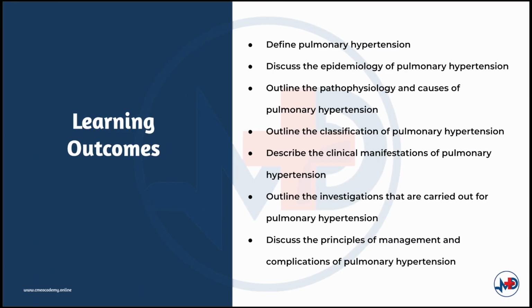By the end of this topic, you should be able to define pulmonary hypertension, discuss the epidemiology of this disease, outline the pathophysiology and causes of pulmonary hypertension, outline the classification of pulmonary hypertension, describe the clinical manifestations of pulmonary hypertension, outline the investigations that are carried out for this disease, and discuss the principles of management as well as complications of pulmonary hypertension. Let's get started.